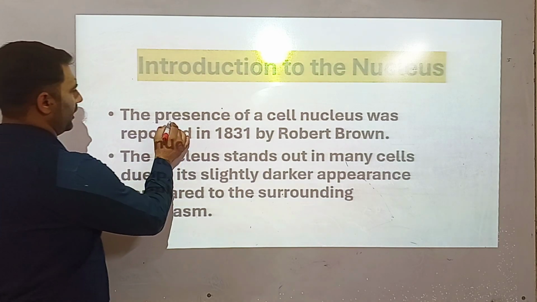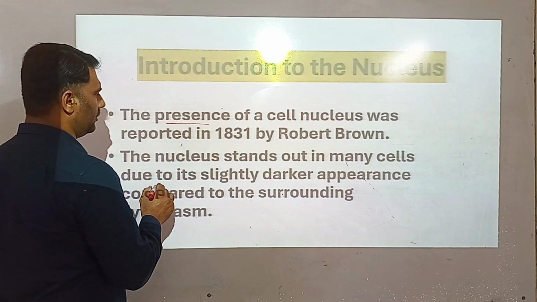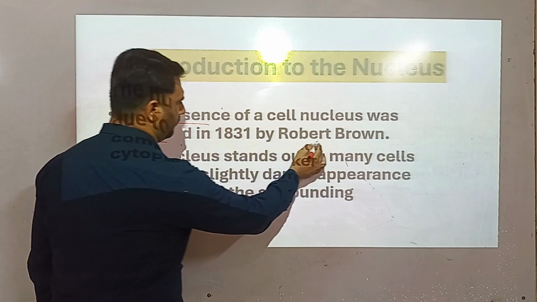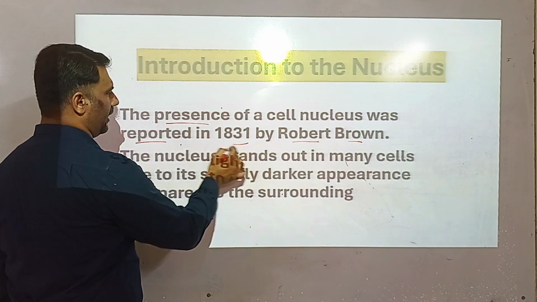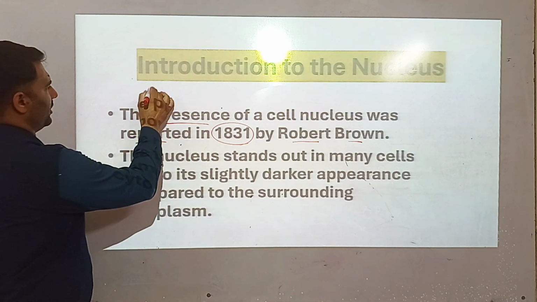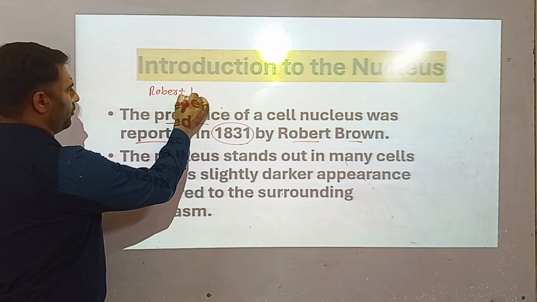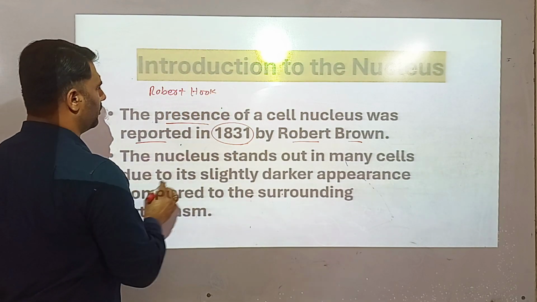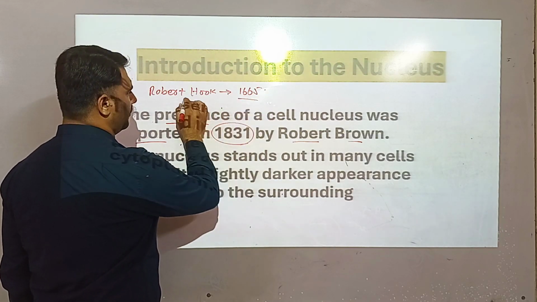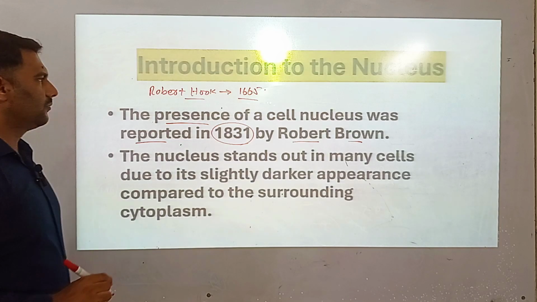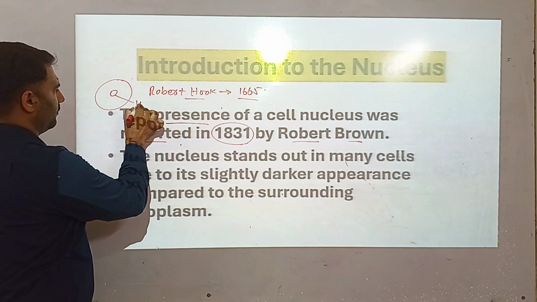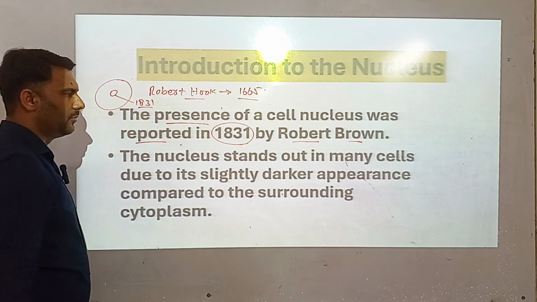The presence of the nucleus was first reported by a scientist, Robert Brown, in 1831. The cell was reported by a scientist known as Robert Hooke, and Robert Hooke discovered the cell in 1665. This is a very important point. And the nucleus was discovered in 1831 by Robert Brown.